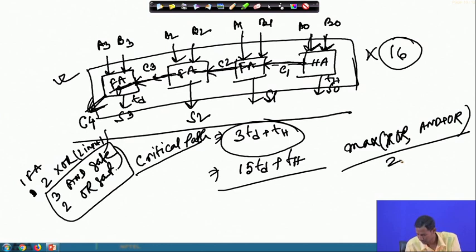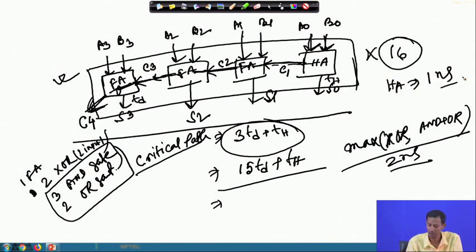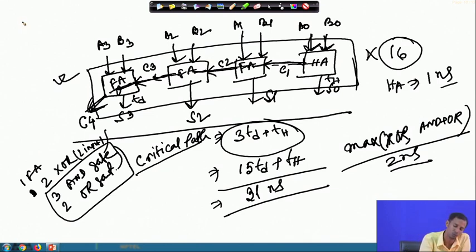So, if I consider that as 2 nanoseconds, and for the half adder the delay as 1 nanosecond, at that time this will be 31 nanoseconds. So, the operating frequency of this particular circuit is 1 by 31 nanoseconds, that is near about, I think, 330 megahertz.